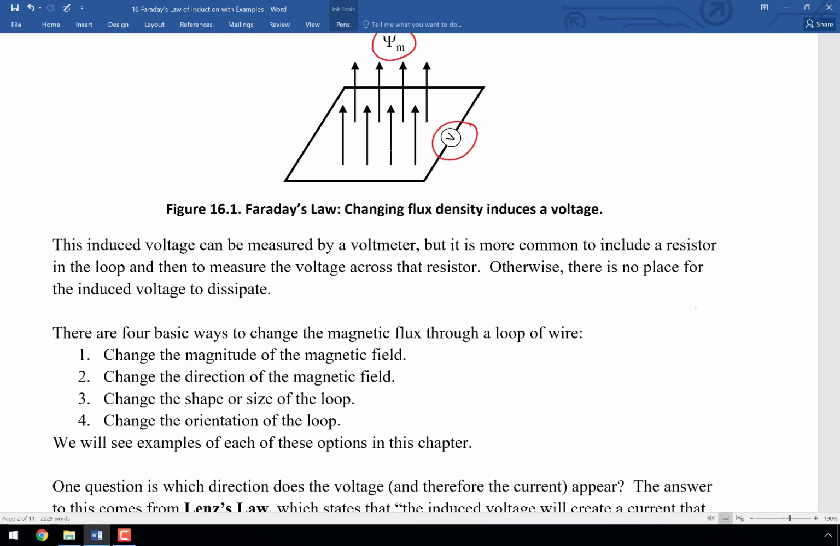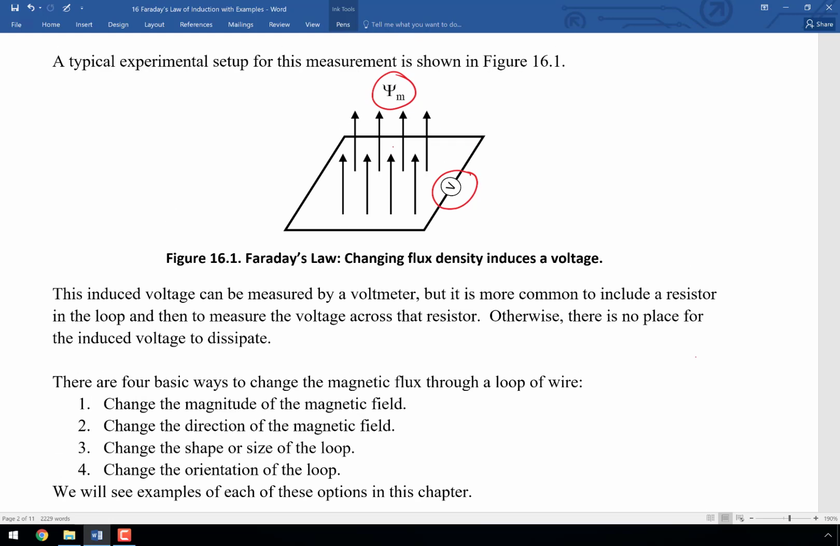You can change the magnitude of the magnetic field. That's about as simple as it gets. The arrows are still pointing in the same direction, but psi sub m would increase or decrease, or maybe it's even a time-dependent function. And those are very reasonable ways to change the flux.